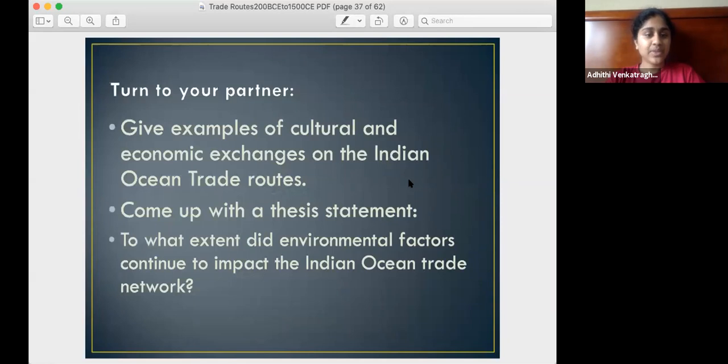All right. I'll give examples of cultural and economic exchanges in the Indian Ocean trade routes. So come up with a thesis statement. To what extent did environmental factors continue to impact the Indian Ocean trade network? We're not going to do this right now because we have a lot of content to cover, but I strongly suggest you just copy this down, write it down, or take a screenshot of just this question, and think about this at home as a practice for your LEQs. I'll give you a second to do that.